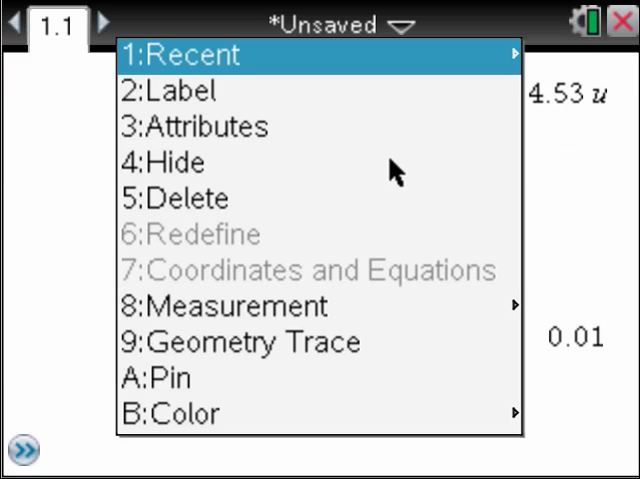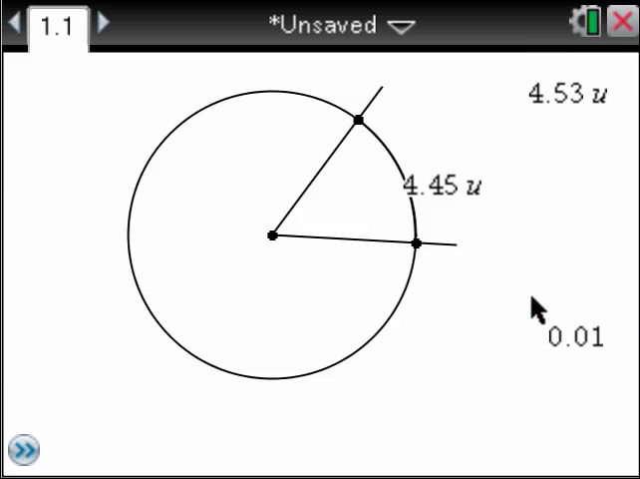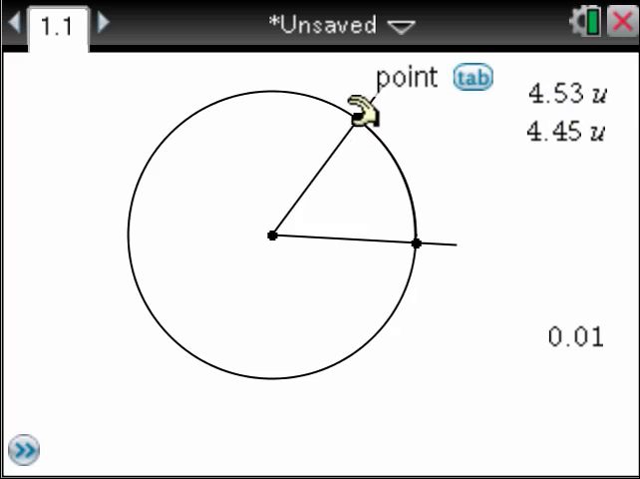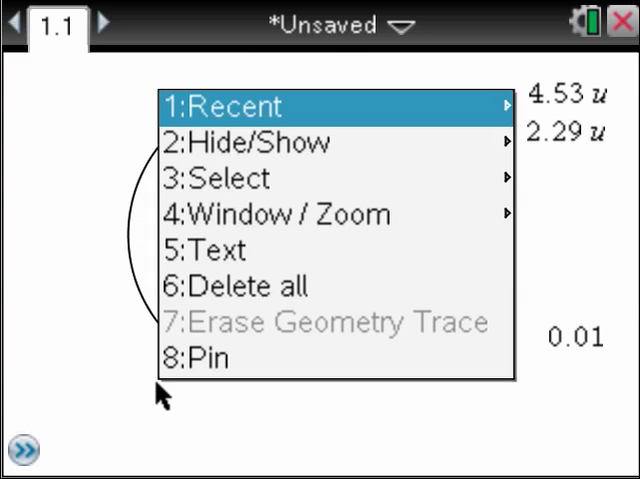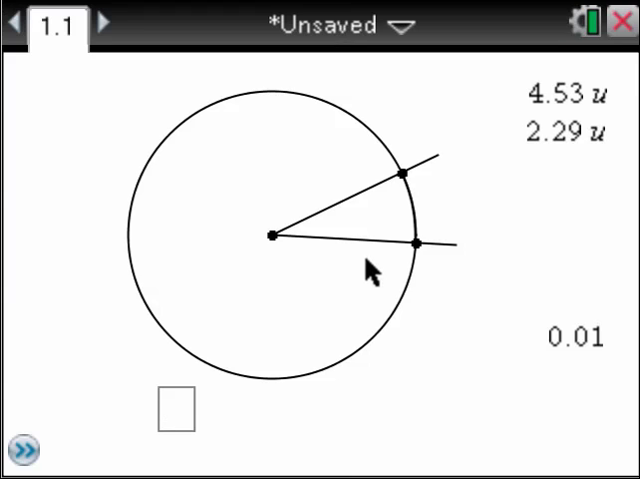Now the arc measure is this. So notice as I go around, that measure gets bigger and bigger and bigger. Now we know that the arc length is equal to the radius times the angle. We want to find the angle, so to find the angle we just need to divide the arc length by the radius, and this will give us our answer in radians.